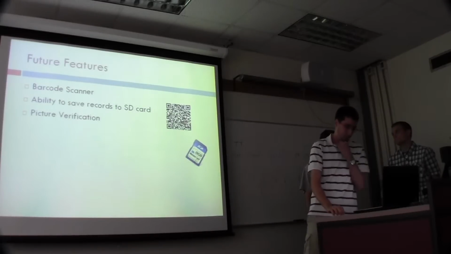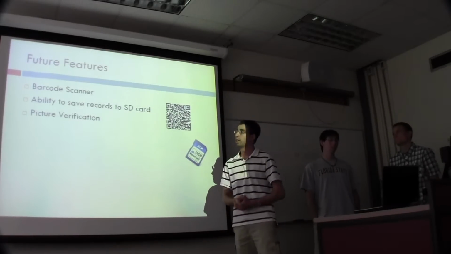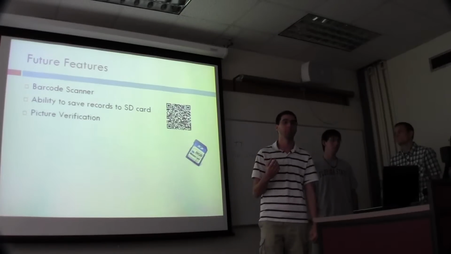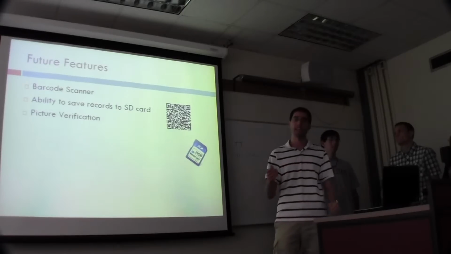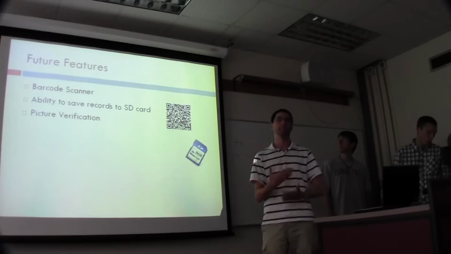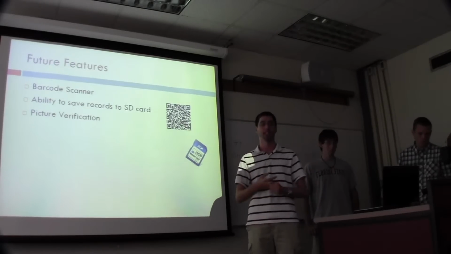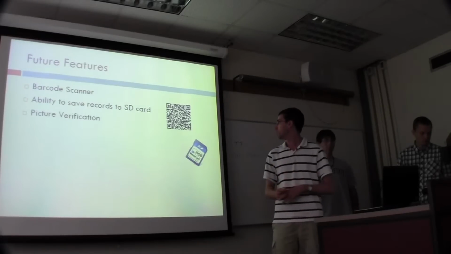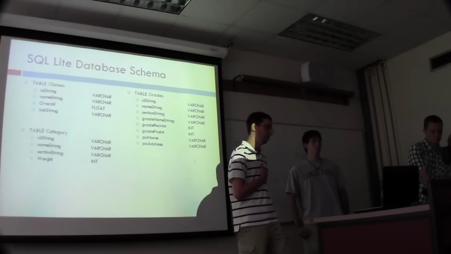And some other future things we wanted to do, like the one group had with the barcode scanner, so a teacher could have it set up that they just print this barcode on their syllabus when they hand it out on the first day of class. You could take our app, take a picture of that barcode, and it would automatically populate our app with the class information, the grading rubric, and everything like that already for you. And then the picture verification we couldn't get working. And Daniel's going to talk about the database.